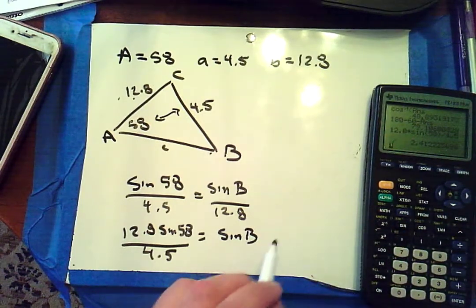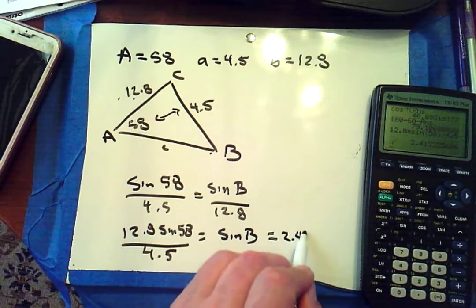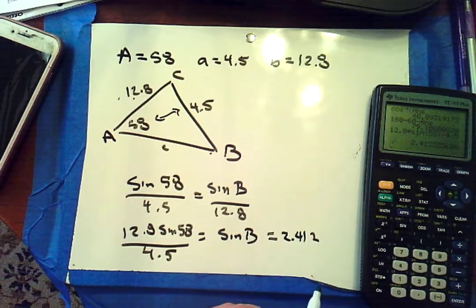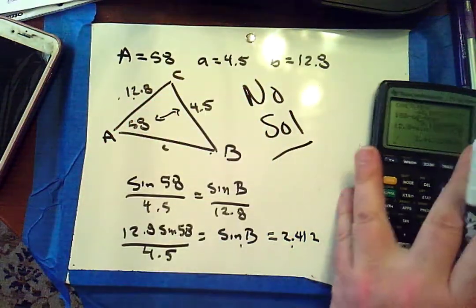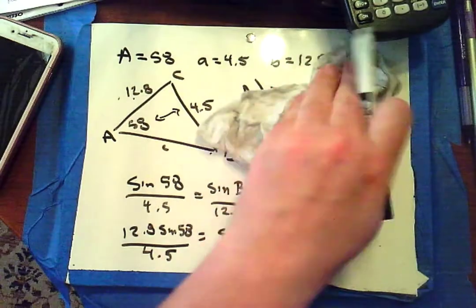Now, I notice that that's supposed to be 2.412. Well, guess what? Sine will never be equal to a number bigger than 1. So this is no solution. Don't forget, no solution exists with law of sines.